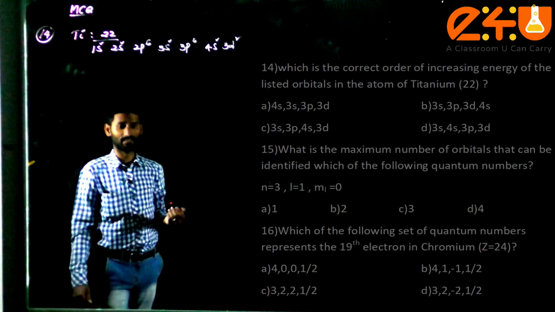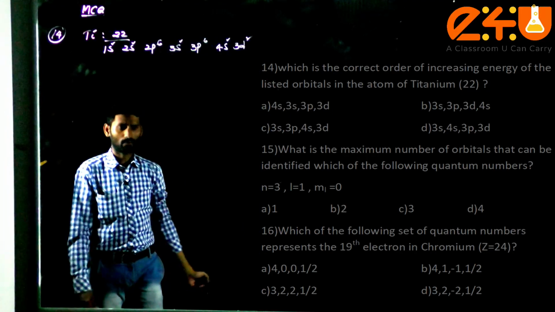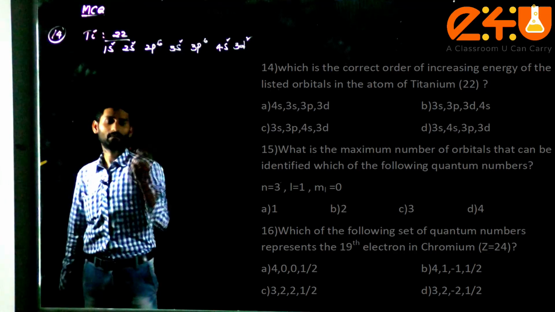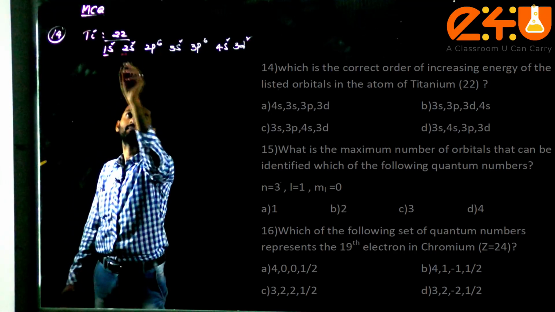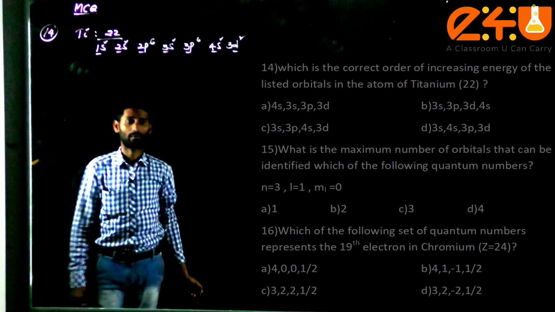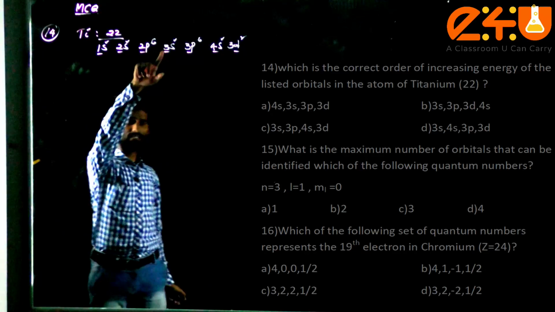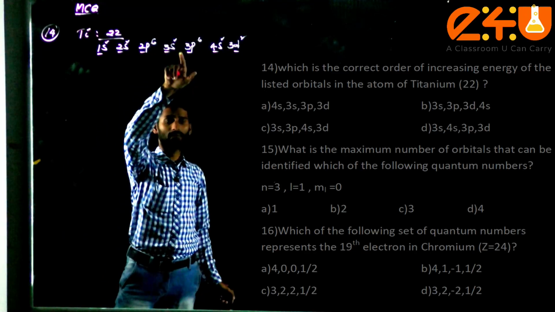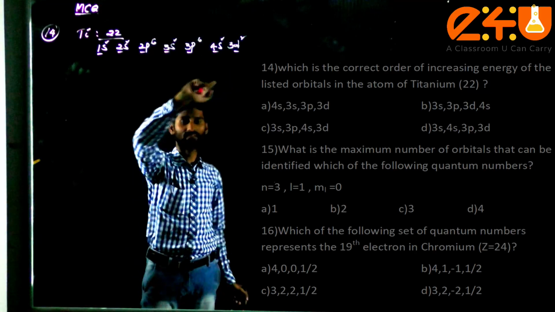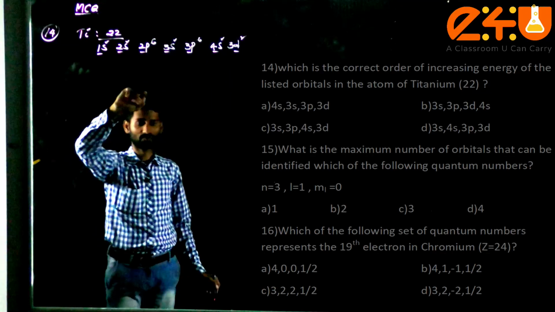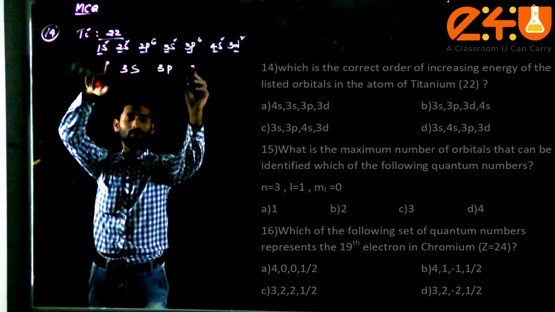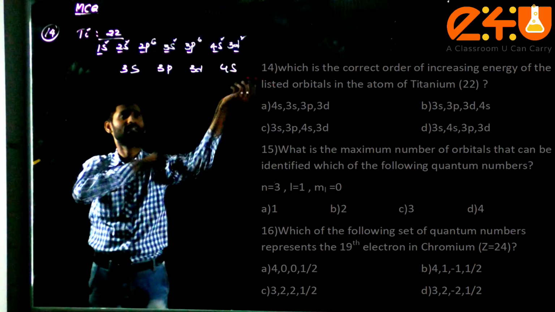Adding up, 2 plus 8 is 10, 10 plus 8 is 18, 18 plus 2 is 20, plus 2 is 22. What type of orbitals are given here? The correct order of increasing energy of the listed orbitals: 1s, then 2s, 2p, 3s, 3p, 4s, 3d in increasing order. The options A, B, C, D list 3s, 3p, 3d and 4s. Which one is in increasing order of energy?